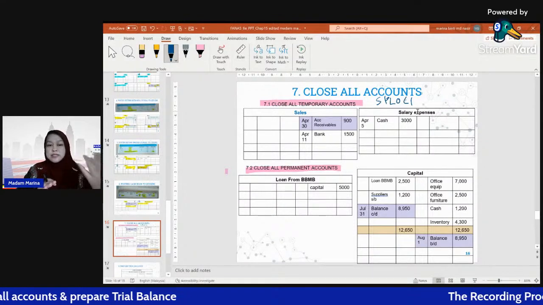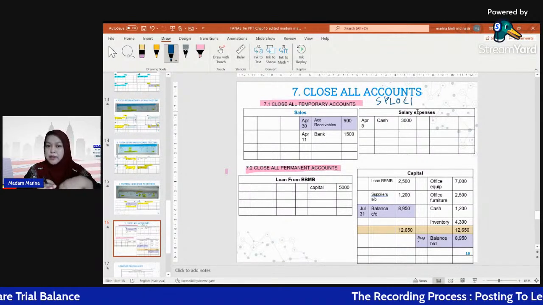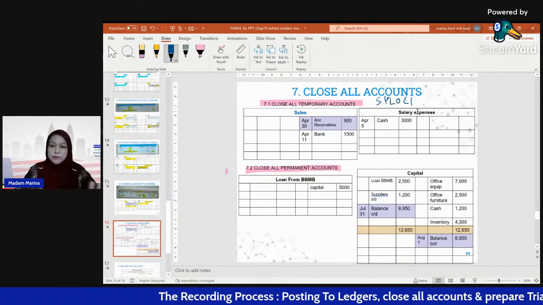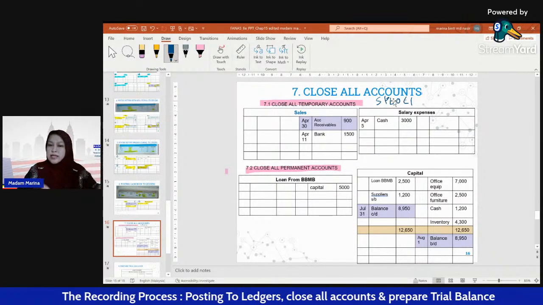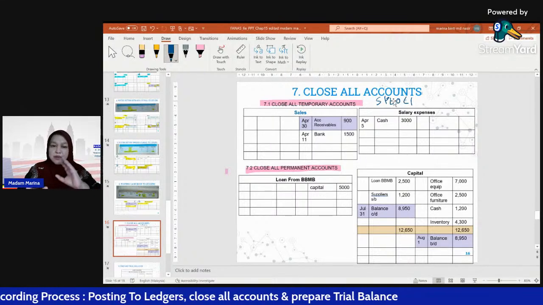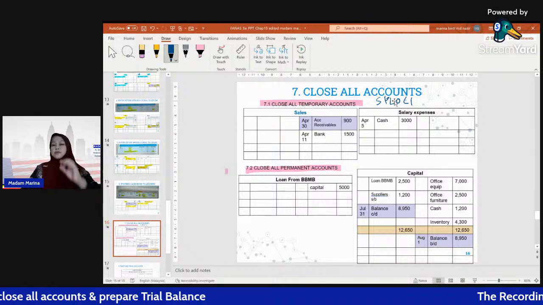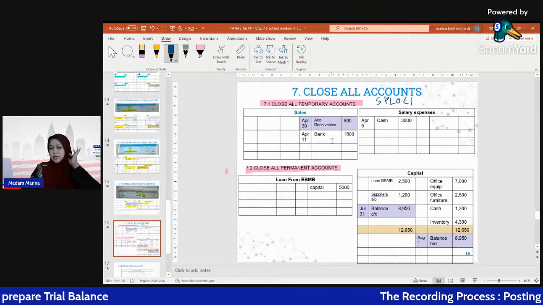Dan kita tak ada balance baki awal, baki akhir, balance BD, balance brought down, balance carried down untuk account-account temporary. You takkan jumpa sales, you takkan jumpa salary expenses ni dia ada baki awal, baki akhir. Tak ada. Okay, so how to close this account?